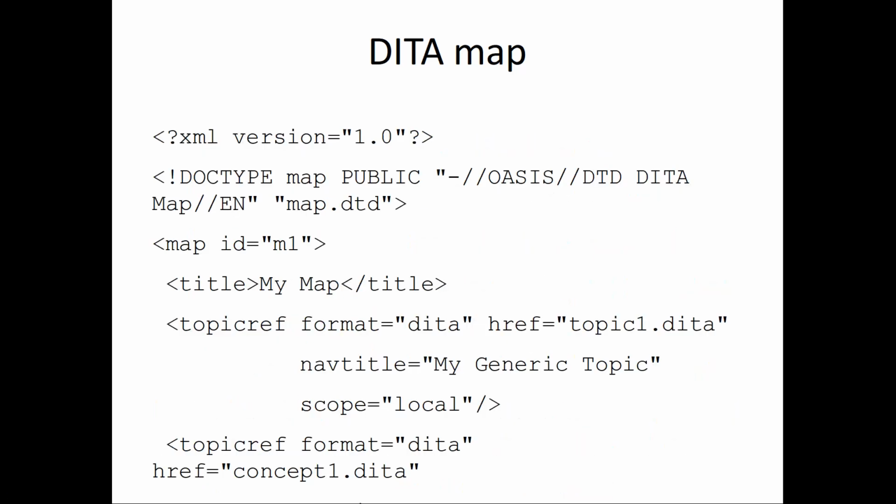So a DITA map, once again, is XML. It resolves to the map DTD, and it has references to topics. So in this case, we have a reference to topic 1.dita. We have a title, and we know its scope is local.